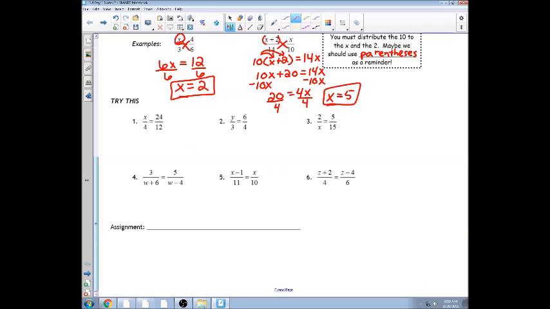All right, let's go to number 1. Let's see how you did. Well, if we cross multiply, we'd get 12x is equal to 96. If I divide that by 12, divide by 12, x would equal 8.